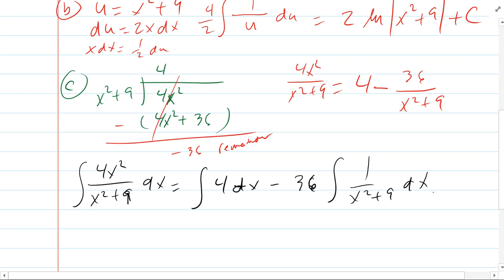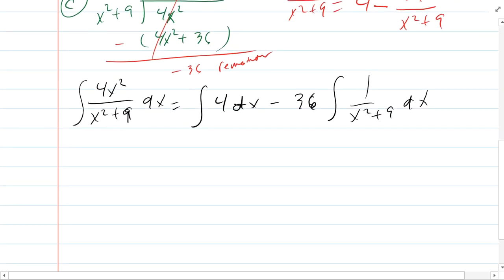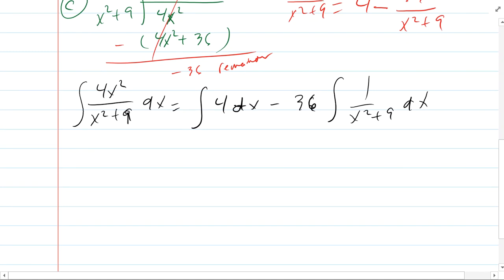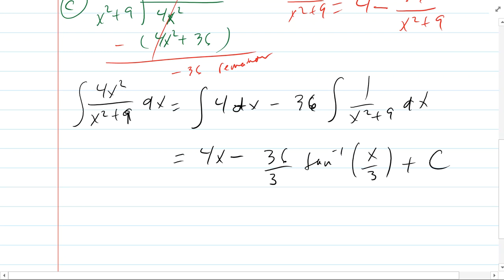And we've already done that once today, right? It was inverse trig. U is x, a is 3. So what's the integral of 4? 4x minus 36 over the a, which is 3, tangent inverse of x over 3 plus c. 36 divided by 3 is 12. That's all you can do to that one. Look at what you know how to do.